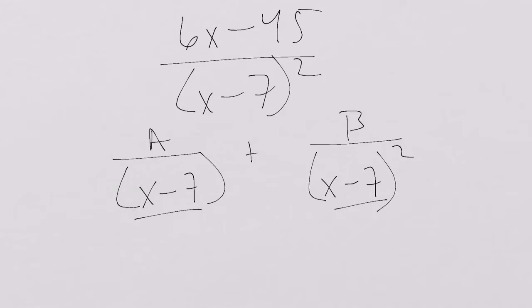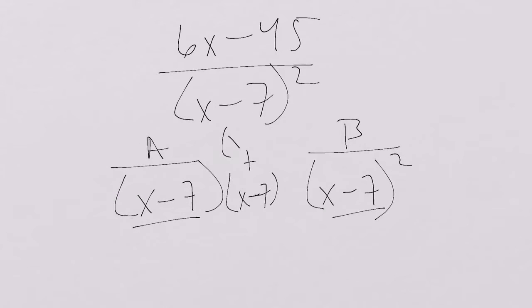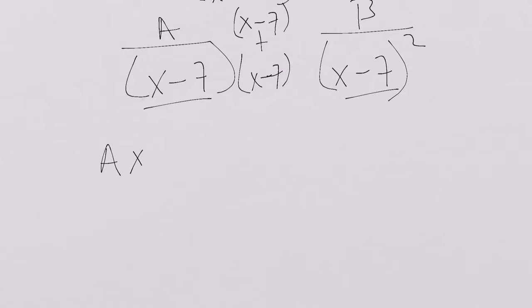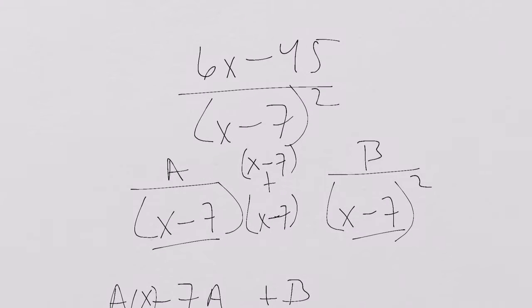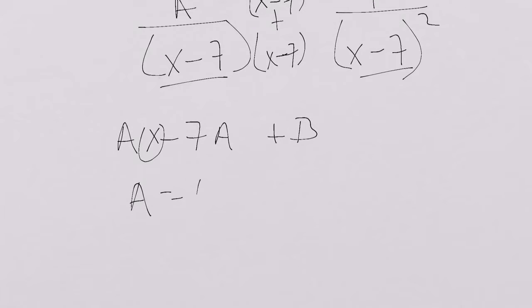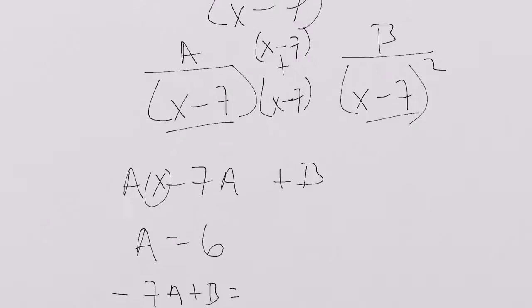Now to find the common denominator, I would just have to multiply this piece over here by another x minus 7. And when I do that, I'd get ax minus 7a plus b on top. So now I can set up my system of equations. Because this is my only x term, I know that a equals, well, what did my x term equal? 6. Sweet. So it's 6. And I also know that negative 7a plus b equals my constant, which was negative 45.